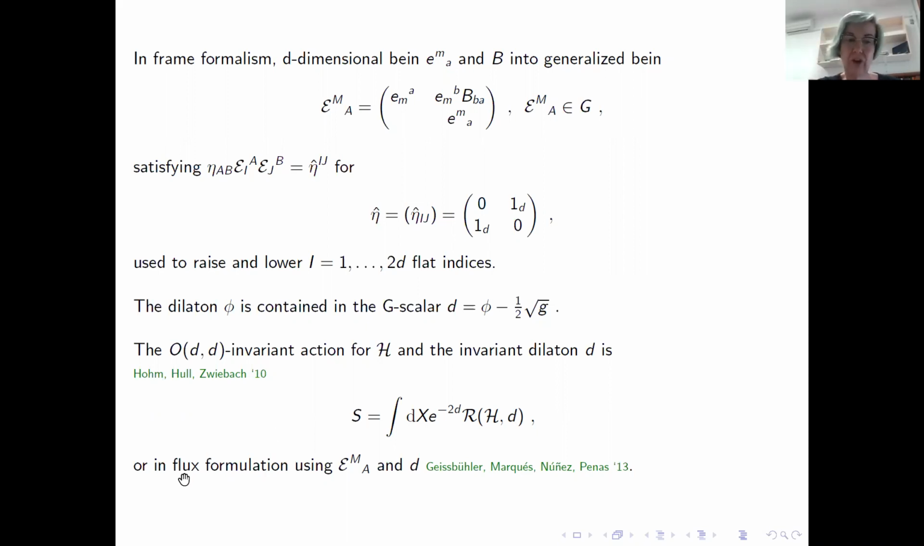Or if you want, you could write it using also this generalized Bein and again the dilaton. And this is known from 2010, and this nice review, Exploring Double Field Theory, of the Argentinian group, which I'm using often.